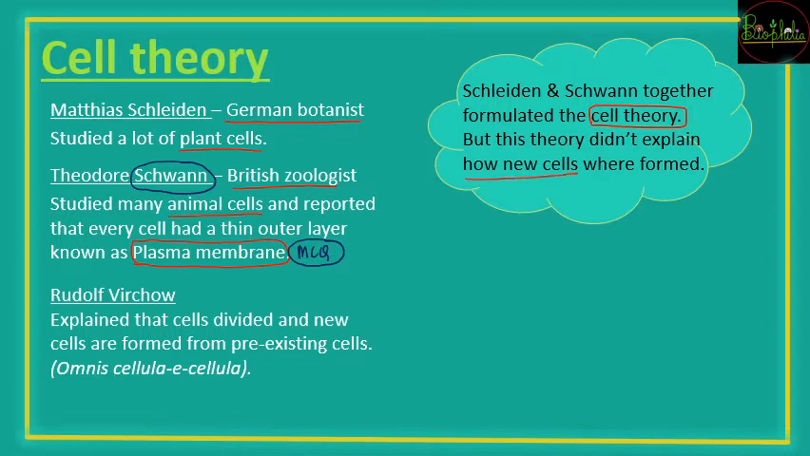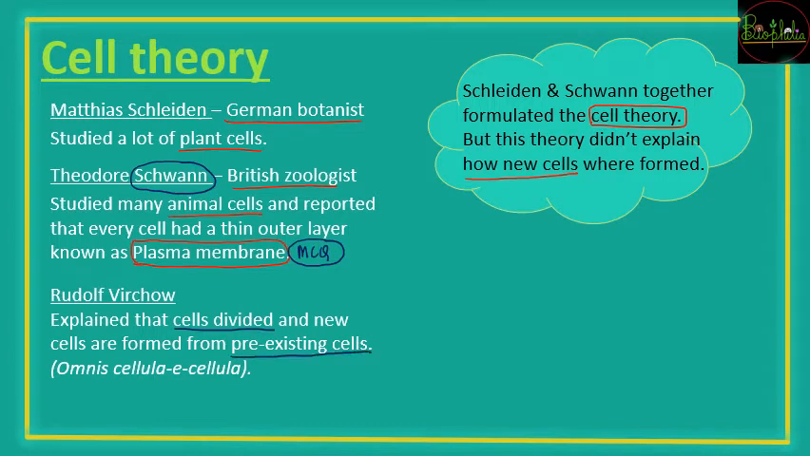उनके जो observations थे वो सिर्फ उन्हीं cells पे थे जो already present थे. But new cells, वो cells से नए cells कैसे बनेंगे, they could not explain. So who did explain how new cells were formed? That was explained by another person who was called Rudolf Virchow. This Rudolf Virchow had tried to explain that the cells divided from the pre-existing cells.